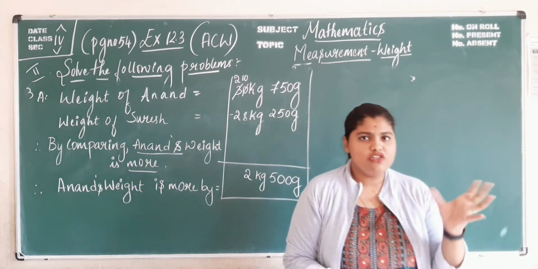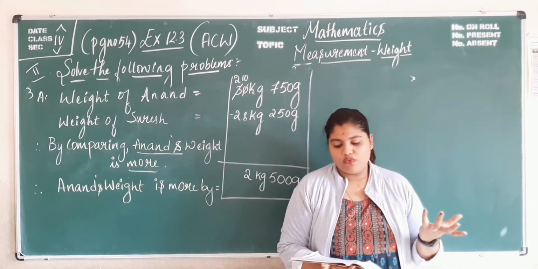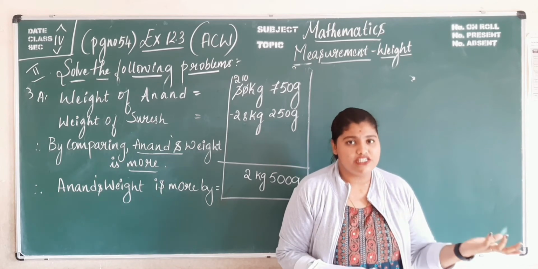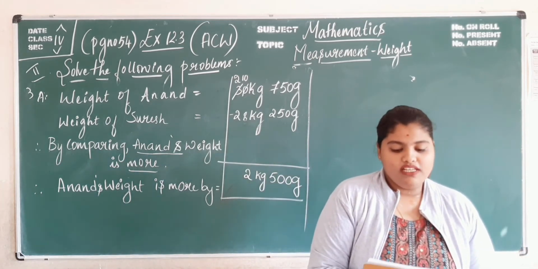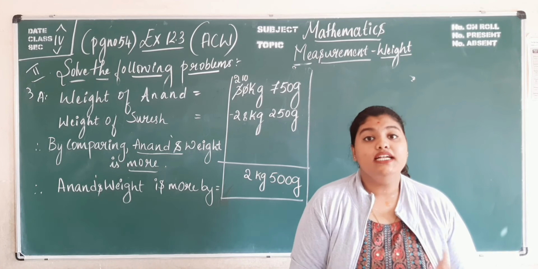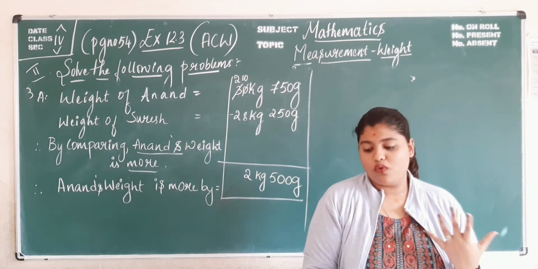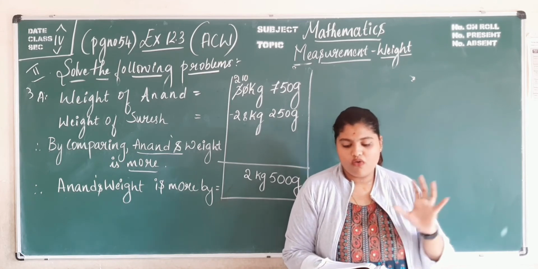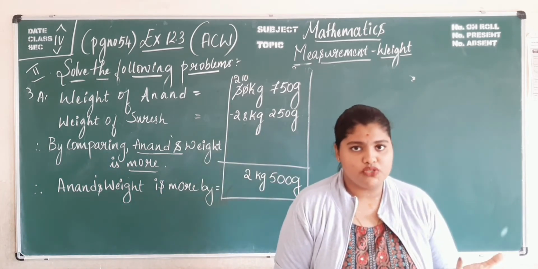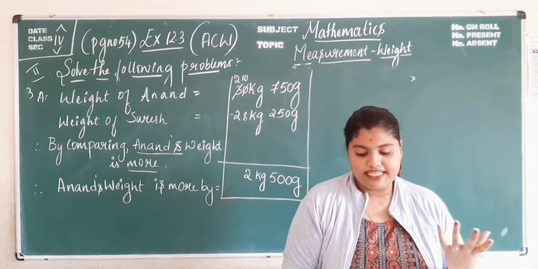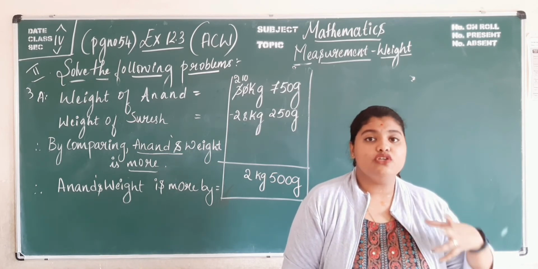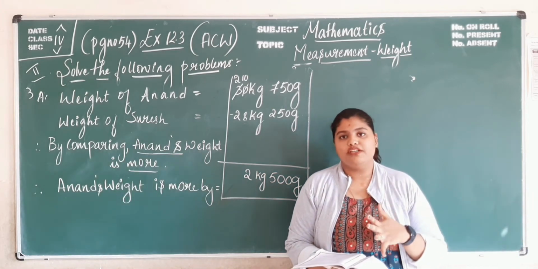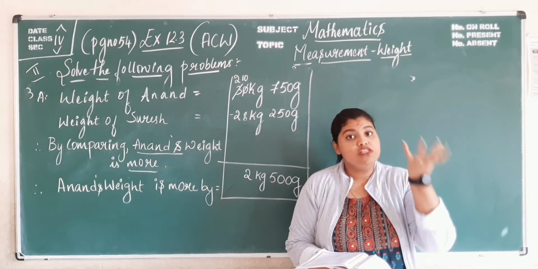So there was a function, so they bought sweet. Out of 20 kg 250 grams, they distributed 13 kg of sweet. What is the quantity of sweet undistributed? We know how much quantity of sweet was distributed. So what is the quantity of sweet undistributed? It means what is the quantity of sweet which was left out?